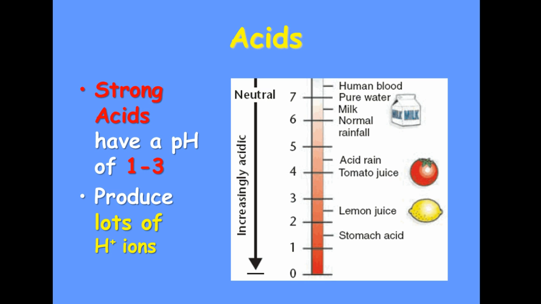Next, I need you to tell me what strong acids are and what their pH range will be. A strong acid will have a pH of 1 to 3, and they produce a lot of hydrogen ions in the solution. An example of a strong acid on this screen would be stomach acid. Lemon juice would also be a strong acid. Tomato and acid rain are acidic, but not that strong.